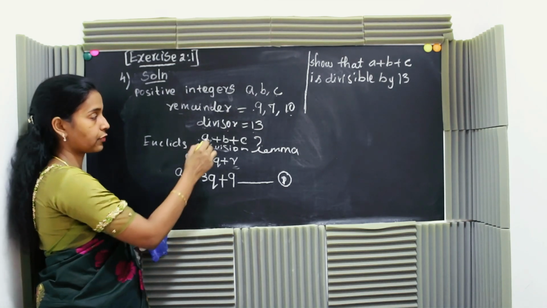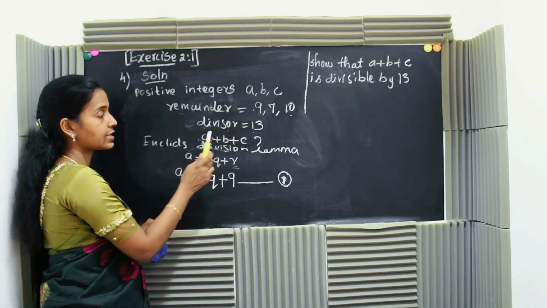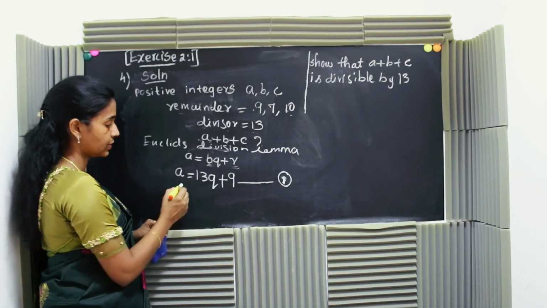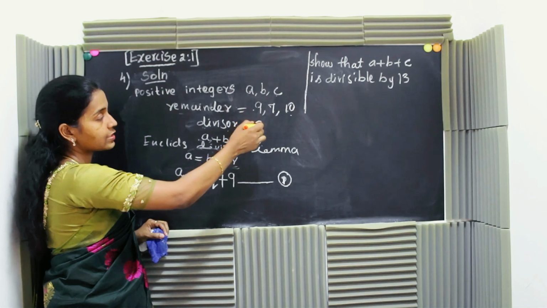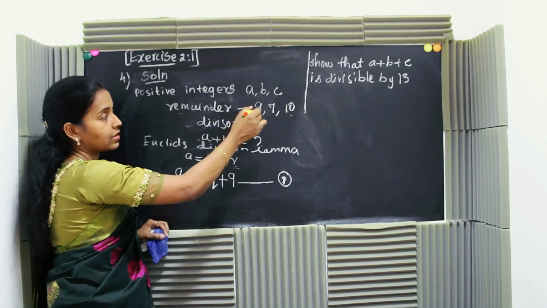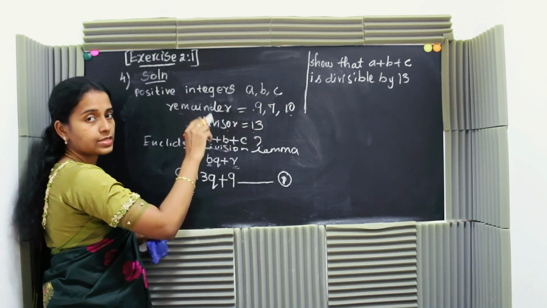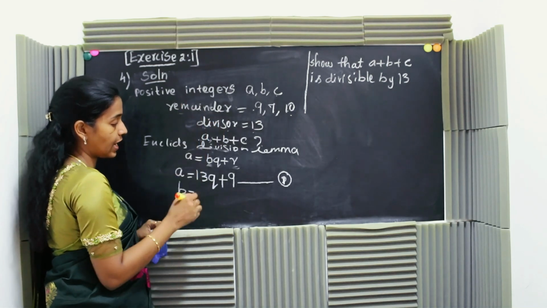This is the value of A. Okay. Next, I need to find out B. If I am taking B, what should be the divisor? Divisor is common for all, I mean A, B, C. Divisor is common for A, B and C.